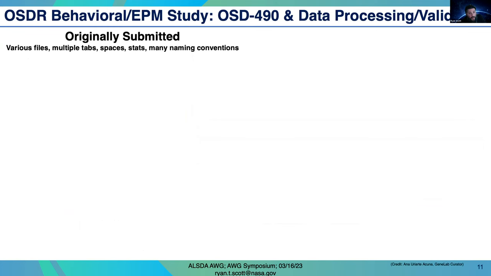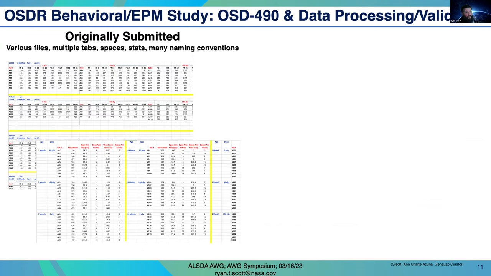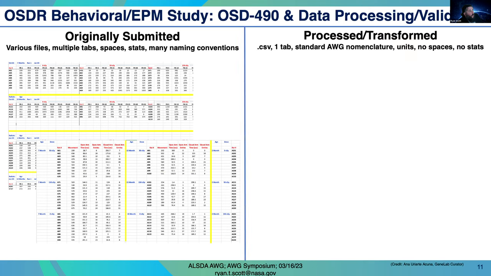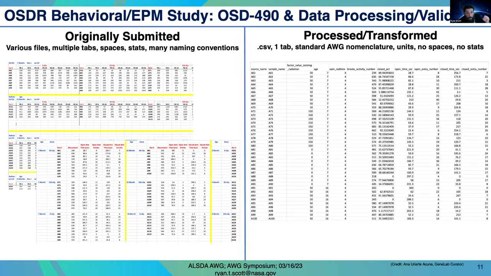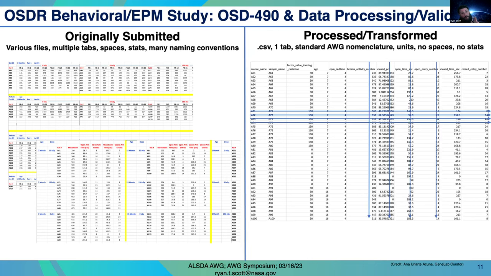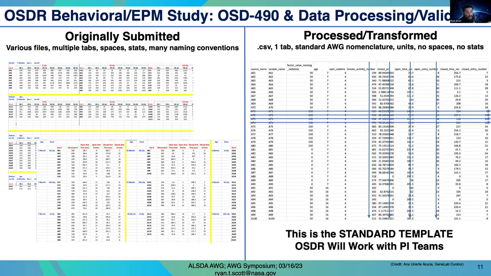And then the data itself, thinking about the template: this is an example of the types of tabular data that we get. What we do is transform it so that there's one single tab, out of Excel, in a CSV, so it's easily exportable. It might sound simple, but this is really important. All of the samples are in a row, whereas all of the parameters that you've measured are in a column, and we have an AWG standardized nomenclature on top of it. This is really important for future PIs that submit their data to always strive to have your data in this type of format, with all samples in a row and all columns as a parameter.